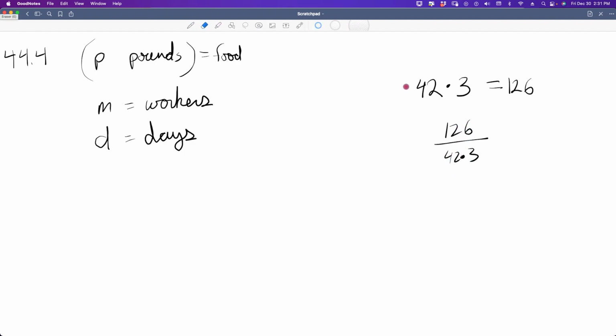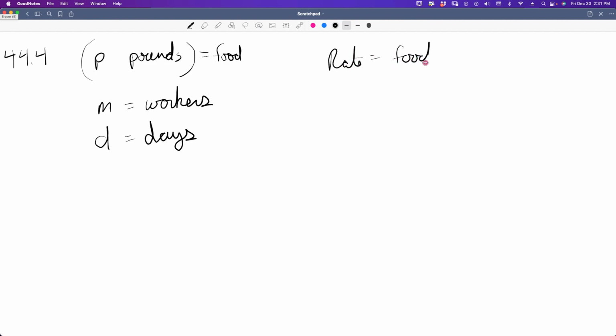So this is how we're going to build our rate. We're going to do the same thing. The rate is going to be equal to the food over the number of workers times the number of days that we have to feed them. And that's going to create a worker day.